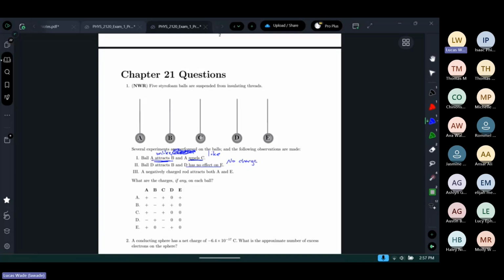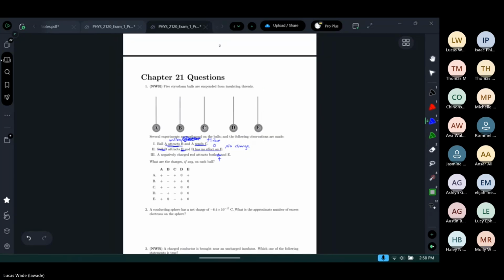Yep. Because even if just one had charge, it could attract the other, or would, I should say, attract the other through induction. And so that says D has 0 charge, E has 0 charge, and then B must be the charged object if it's attracting to D. So then we can close it out by just saying negatively charged rod attracts both A and E. So A must be positive to be attracted to it, and that means B must be negative because it's attracted to A. C must be positive because it is repelled from A, and then D and E are both 0.